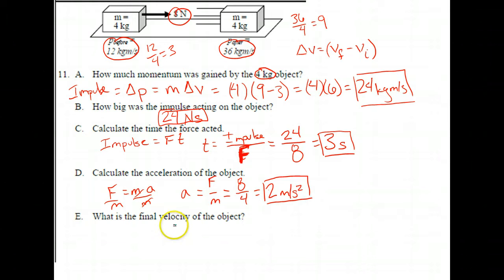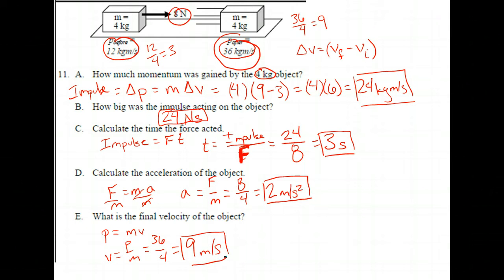All right, and then what is the final velocity of our object? And we figured that out up here already, when we did the 36 divided by 4. We used momentum as mass times velocity, and then we did velocity as momentum over mass, and we did 36 over 4, and that is 9 meters per second. Okay.